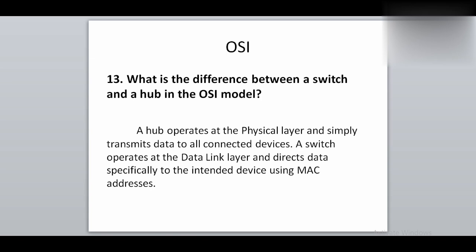What is the difference between a switch and a hub in the OSI model? There are a lot of differences between hub and switch. A hub works in the physical layer and a switch works in the data link layer. Also, some switches work in the network layer.